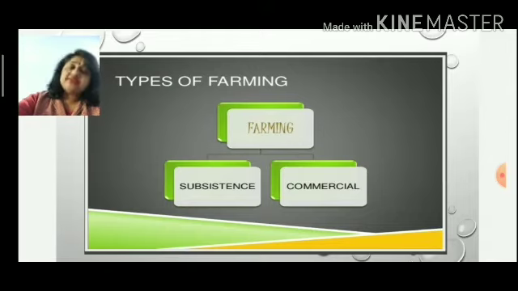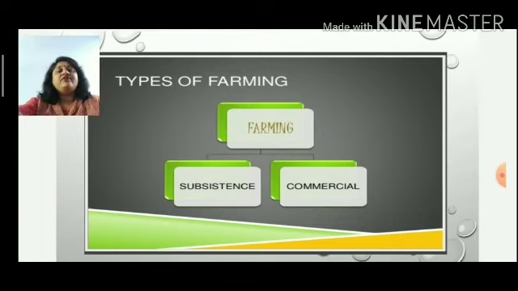Agreed? Yes, so different countries are having different type of climatic conditions, soil types and topographic conditions. So depending on that, we have different types of farming. So it is of two types, subsistence and commercial farming. So children, we are starting the first one, that is subsistence farming.